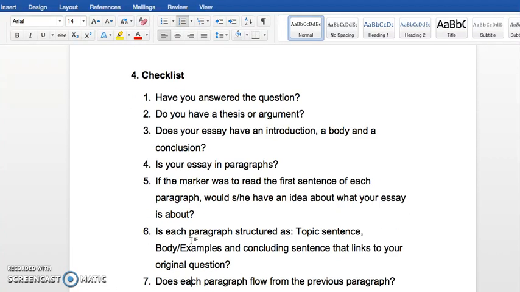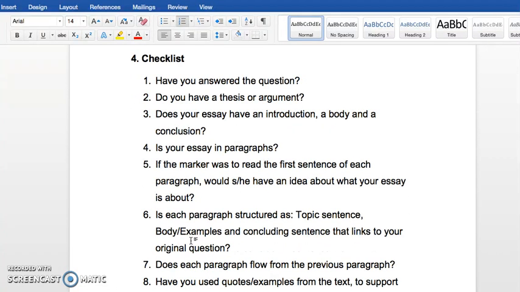Step 4 is checklisting that you've done all the above. So question 1, have you answered the question? When you think you are ready, you can tick that off. Question 2, do you have a thesis or argument? Question 3, does your essay have an introduction, a body, and conclusion?